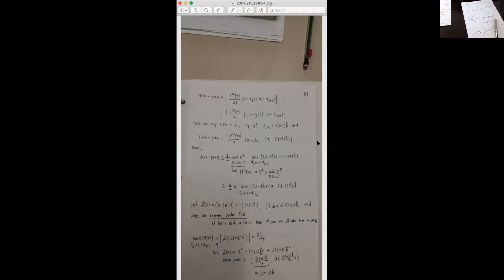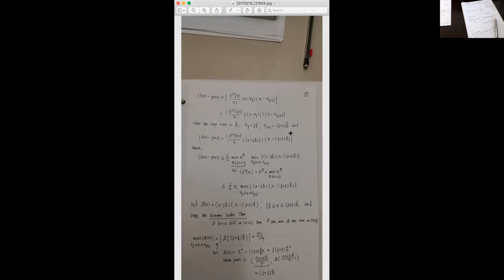Now we're going to calculate the difference between f of x minus p of x. Why do we have to calculate this? Because we want to find h so that we have the error within 10 to the negative 6. We have to use the error estimate in Theorem 3.3. So the absolute error between f of x and p of x is this.